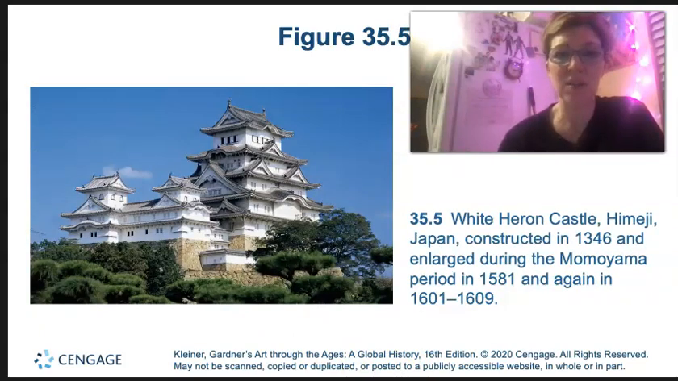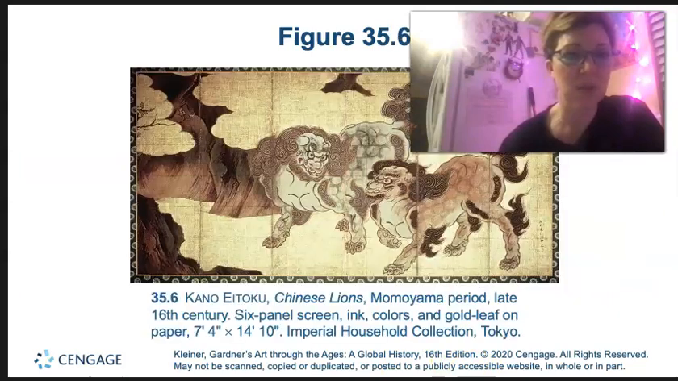Here's the White Heron Castle, constructed in 1346. It's really amazing. The socio-political reality of the Momoyama period that determined the design of the White Heron Castle was territorial conflict. The brilliant white and the winged rooftops are meant to symbolize a bird taking flight, and this is the best preserved castle in Japan. I think, wow, it's so old. How do these things last when they're made out of wood?